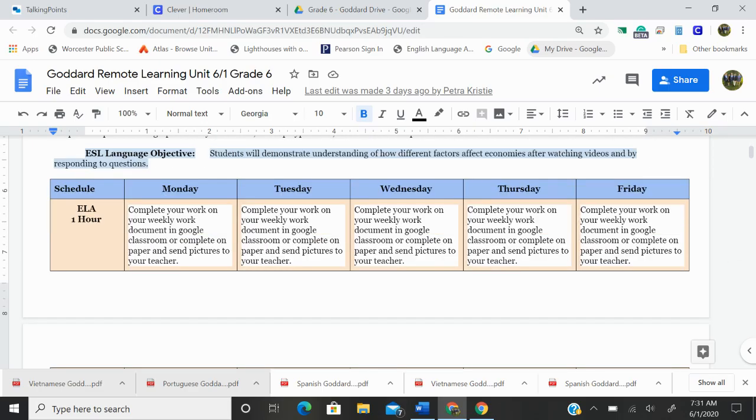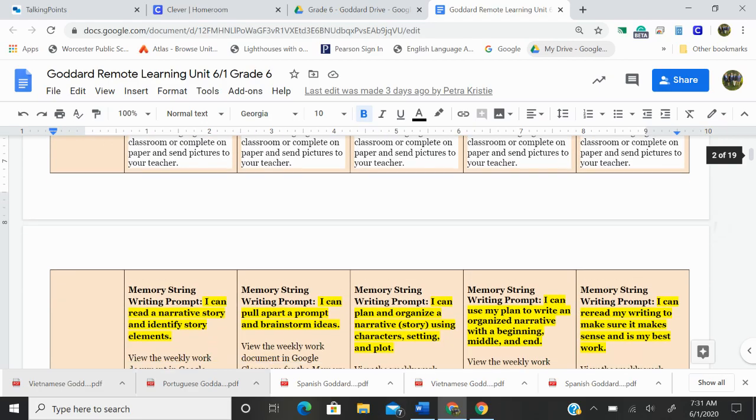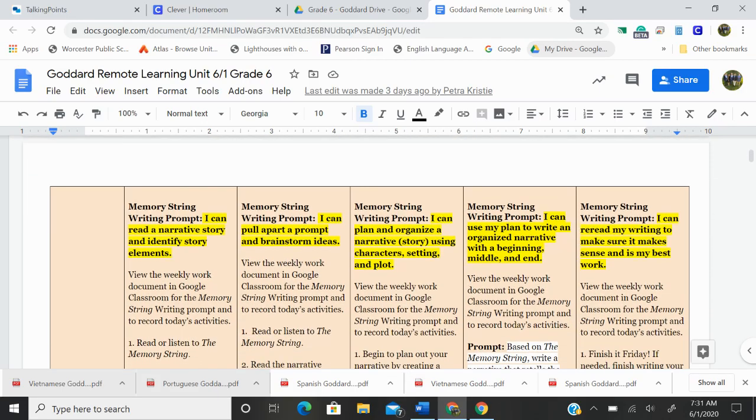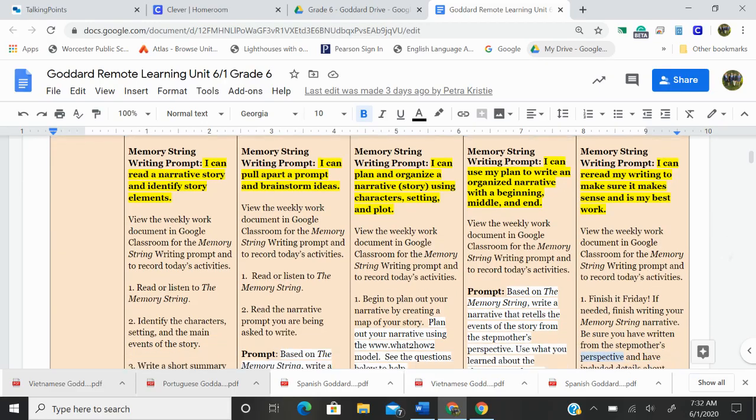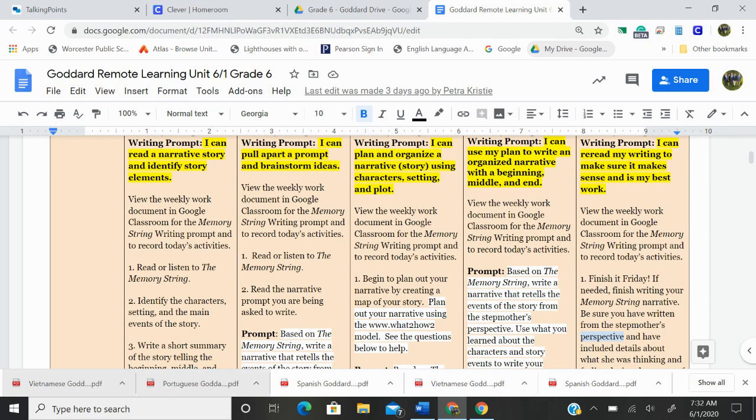For ELA, which you should be working on for about 1 hour, this week your writing prompt is going to be based upon a story called The Memory String. So your objective is: I can read a narrative story and identify story elements. First, view the weekly work document in Google Classroom for the Memory String writing prompt and to record today's activities.